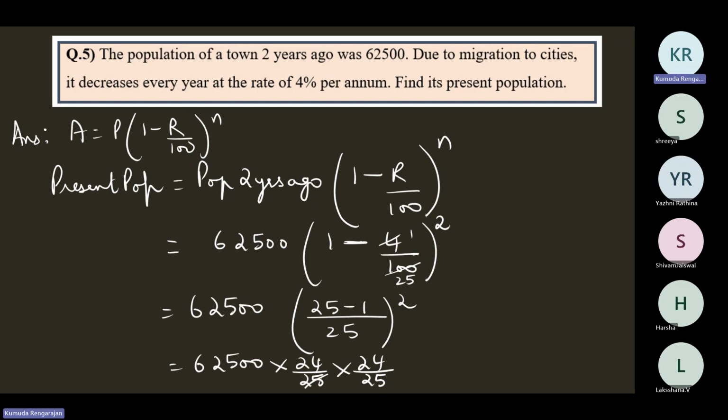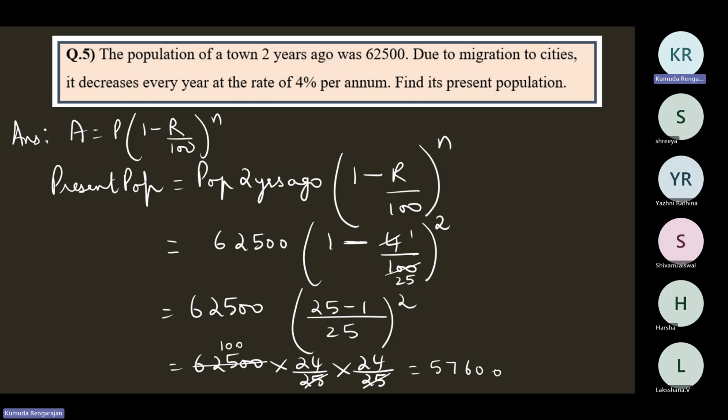So 25 and 25, 625. 25 into 25, 625, so this will be 100 times. 24 into 24 is 576, into 100 is 57,600. So the present population is 57,600. You can see that it's decreased because the rate of decrease is 4% annually.